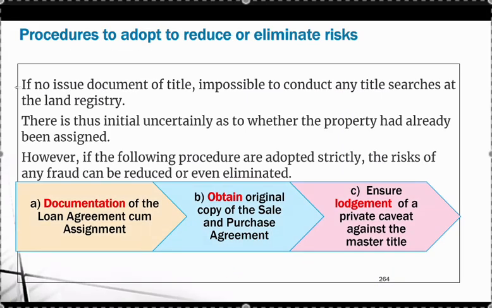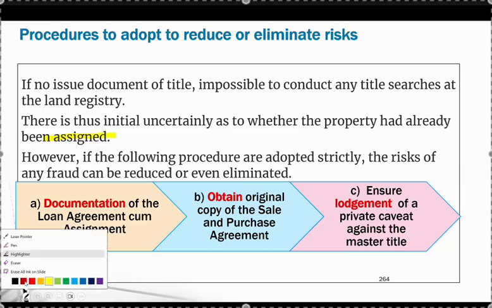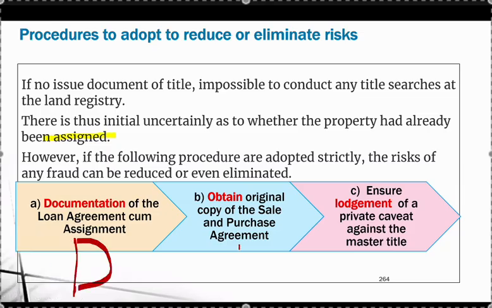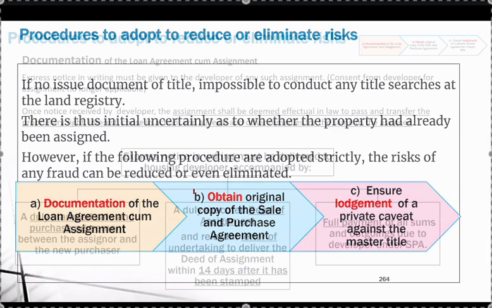Now, next, in terms of documentation, you cannot do a land search, so you have a lot of uncertainty whether assignment has been done. So I want you guys to write these three letters down: D, O, L. Documentation of loan agreement, obtain original S&P, and lodge the private caveat. This is to eliminate risk for property without title in assignment.